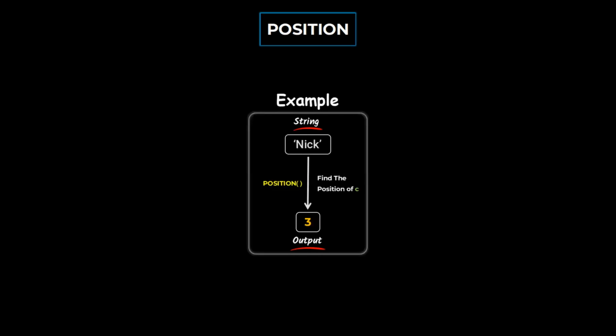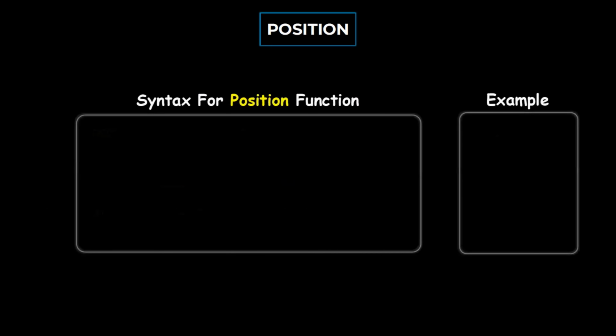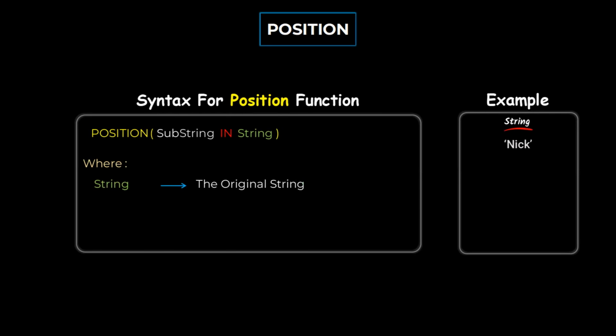We have seen this example before now. With this example, I will explain the syntax for position function. The syntax contains a position function and it will take two input parameters. The first input parameter is a substring and the second input parameter is a string, where string means the original string. As per our example, nick is the original string.